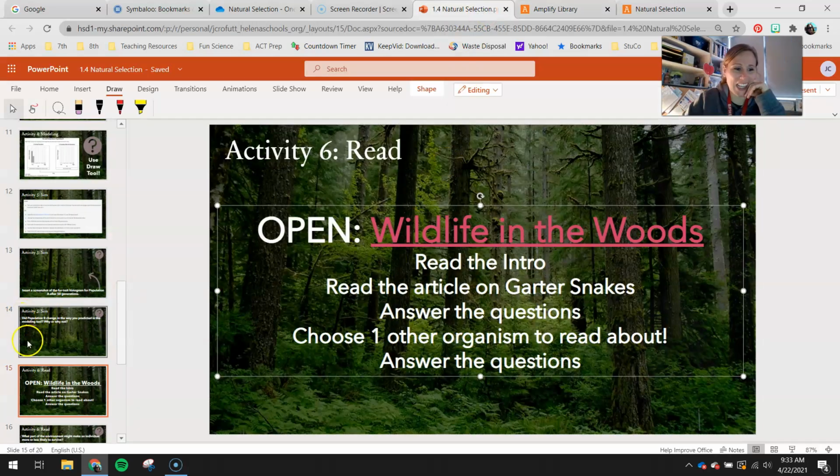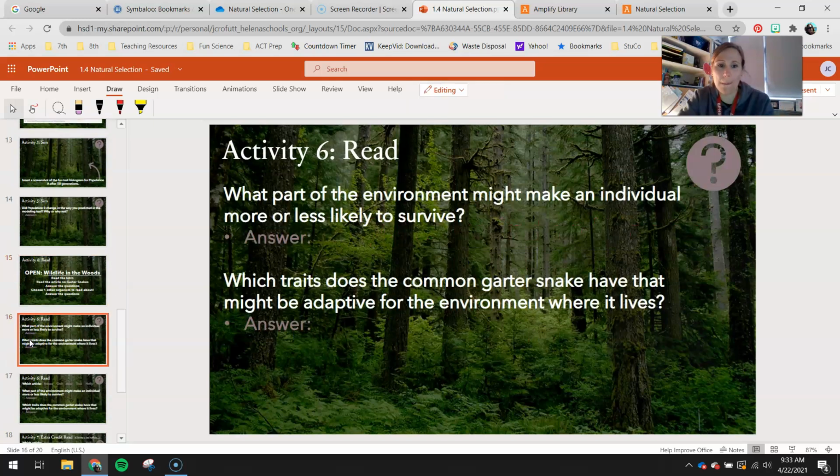Read the garter snake article, and then you'll answer these 2 questions. What part of the environment might make an individual more or less likely to survive? Think specifically about those garter snakes in this Oregon environment. What are good things about that environment for the snake, and what are some bad things? Remember, environment can be both living and non-living. Which trait does the common garter snake have that might be adaptive for the environment where it lives? Talk about some things you learned about that garter snake.